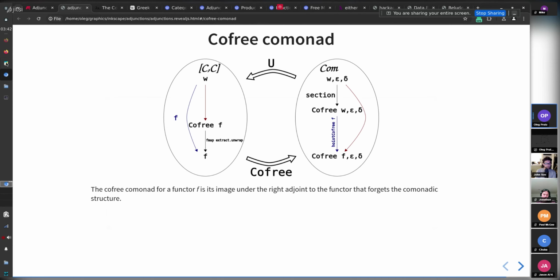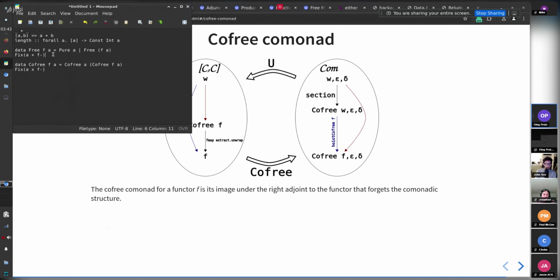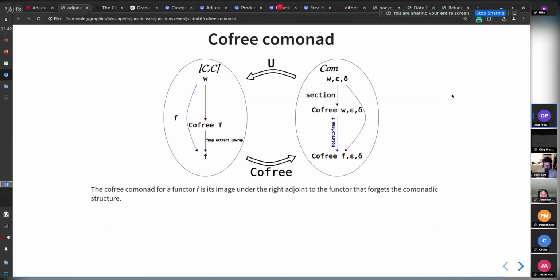Also, do you notice how free is a left adjoint and product is a right adjoint? Free is defined using a co-product, and co-free is the right adjoint, and product is the right adjoint as well, and co-free is defined as a product. So that's interesting.